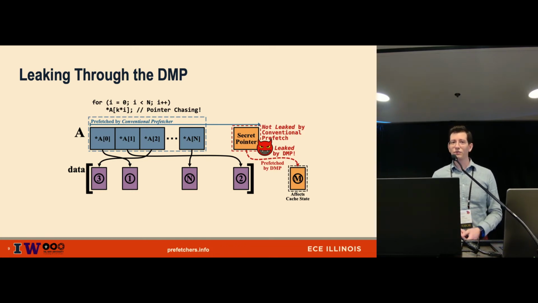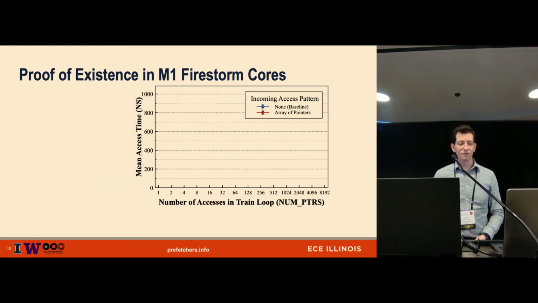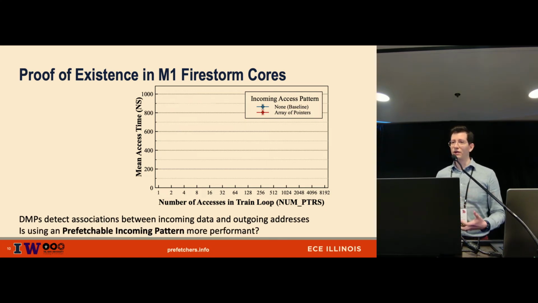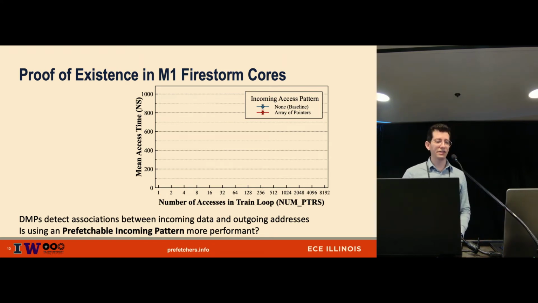How then can we prove the existence of such a DMP in the M1? Well, DMPs try to detect associations between addresses outgoing from the core and data incoming to the core. So to test for the existence of a DMP, we need two programs which are the same except for this association. We give details in the paper, but I'll explain the high-level idea here.